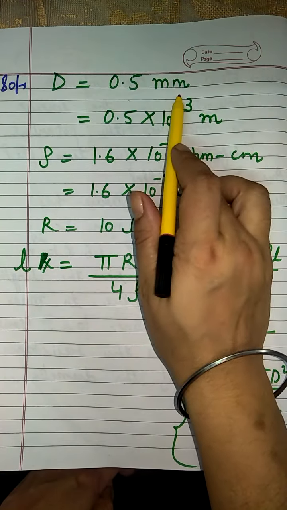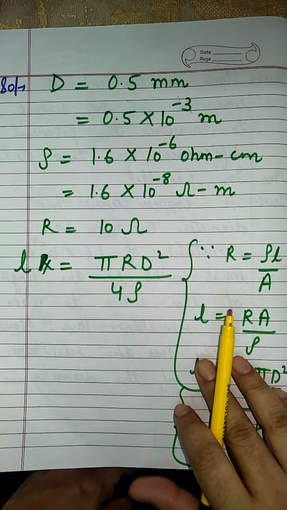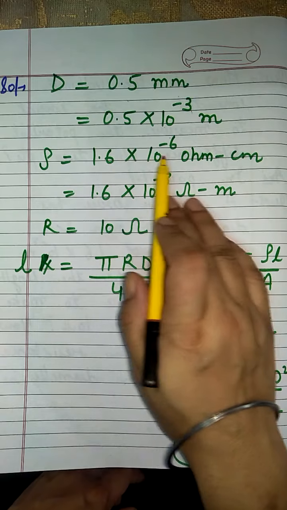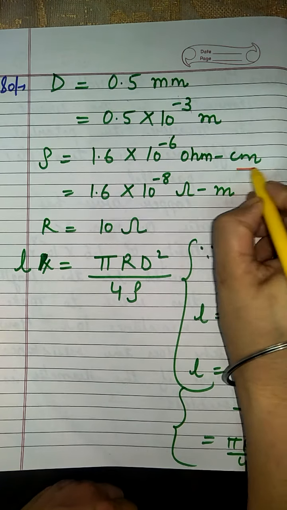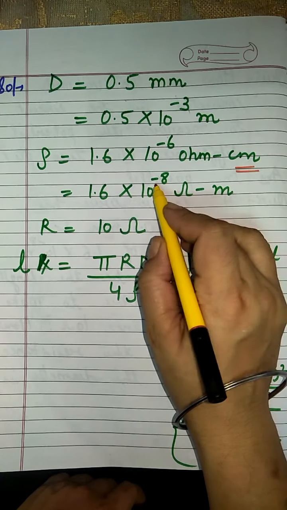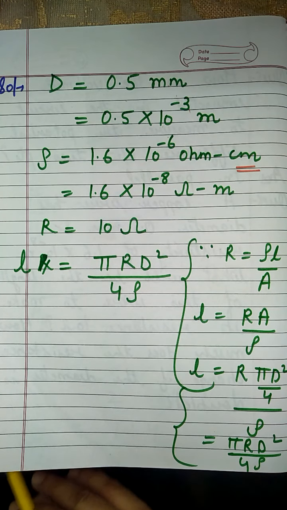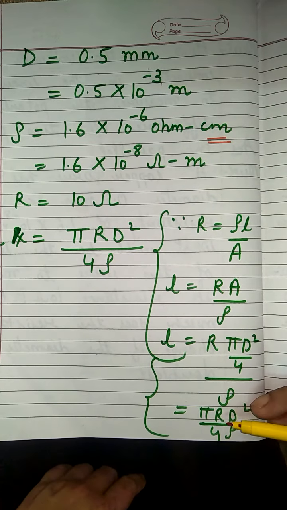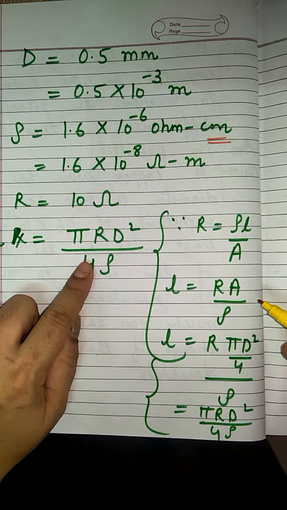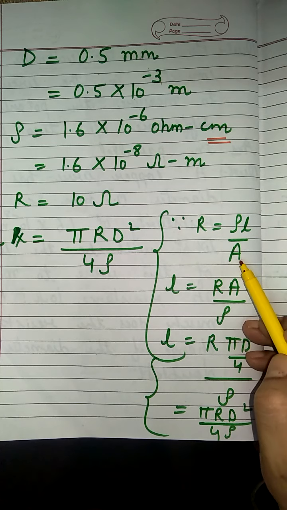Diameter is given 0.5 millimeter. Converting in meter, multiplied by 10 raised to power minus 3. Resistivity 1.6 into 10 raised to power minus 6 ohm centimeter. If we have to convert in SI system, ohm meter, it will be 10 raised to power minus 8. R is given 10 ohm. See, now this formula has been derived earlier also. If you know, you can write directly. If you do not know, see, we know R is equal to rho L over A.